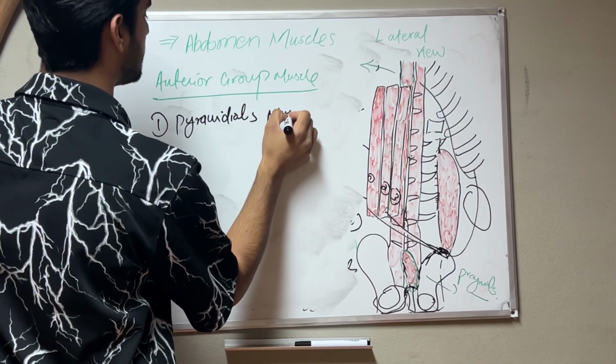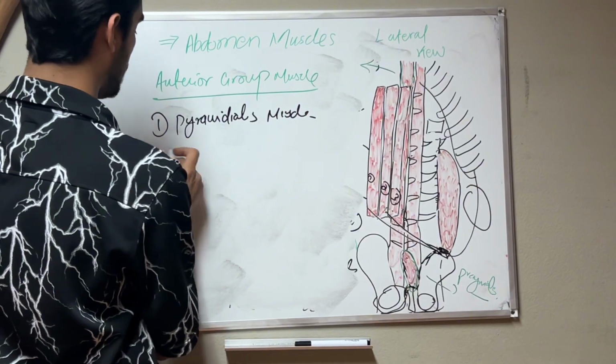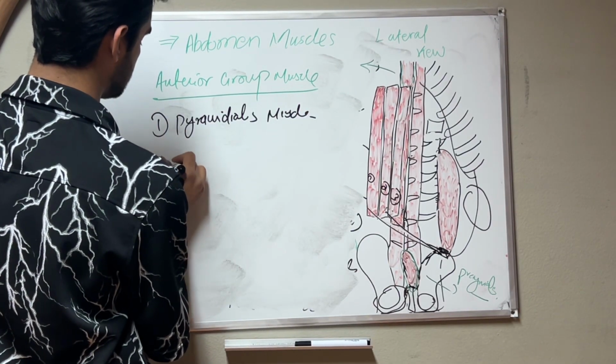Pyramidalis musculus, or musculus pyramidalis, or pyramidalis muscle. Origin and insertion.